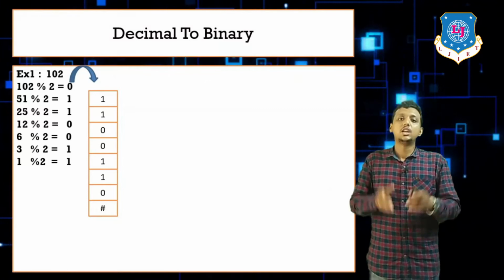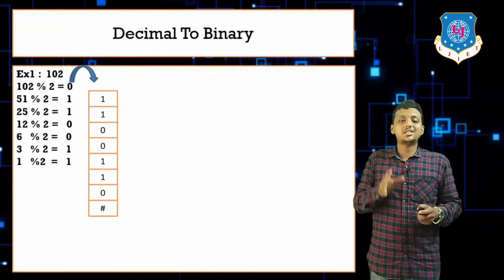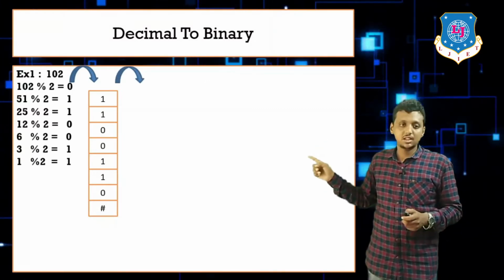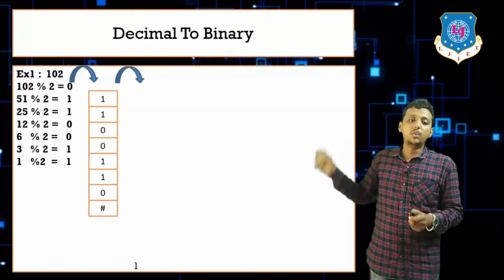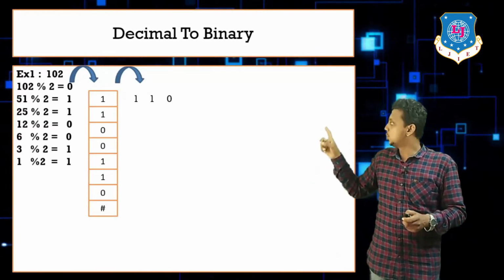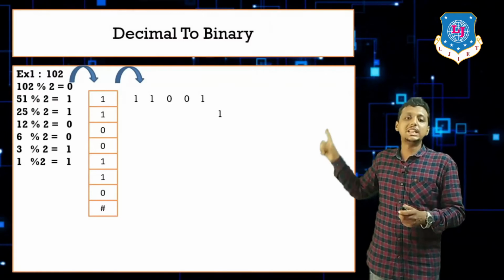Fine. So what is left over there? We just need to pop each and every element from the stack. So first we will have 1, 1, 0, 0, 1, 1, 0.